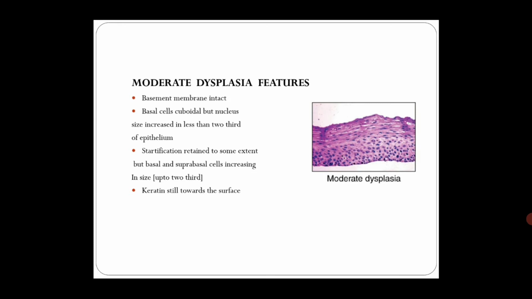And this change will be seen in up to 2/3 of the width of the epithelium. So the features that you have to see are the same. That is, you will see that the nucleus will increase in size and the cells will also increase in size as you go from base towards the surface. But in the mildly dysplastic epithelium, it will only be confined to 1/3 of the width of the epithelium. But in moderately dysplastic epithelium, you will see that up to 2/3 of the width of the epithelium is involved.